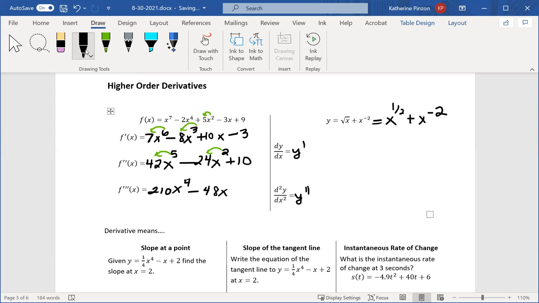Okay, now I'm going to take the derivative. The derivative of x to the 1/2 is bring the power in front, 1/2 x to the 1/2 minus 1. If you don't know it, put it in your calculator. 1/2 minus 1 is -1/2. Plus, bring the power in front. So really it's minus 2x to the -3. -2 minus 1 makes -3.